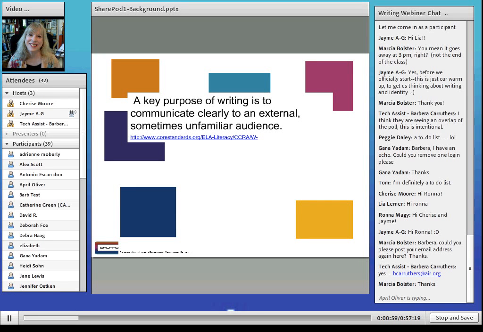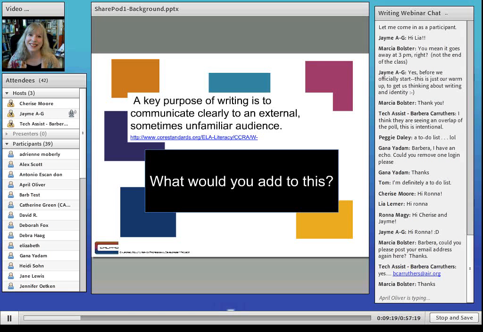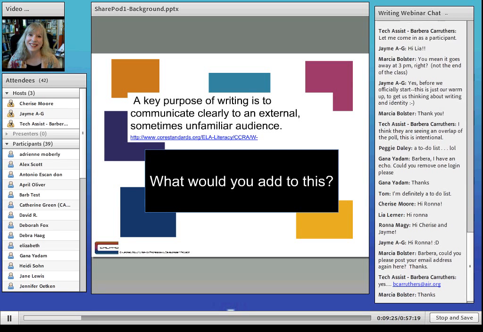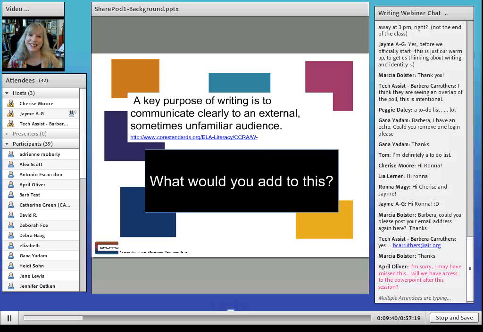But I thought perhaps first, since we are, of course, very evidence-based, research-based, I'd like you to take a look at the Common Core Standards definition of writing. And now I'd like you to think, what would you add to this? Go ahead and write your additions in the chat pod. What language would you put in?